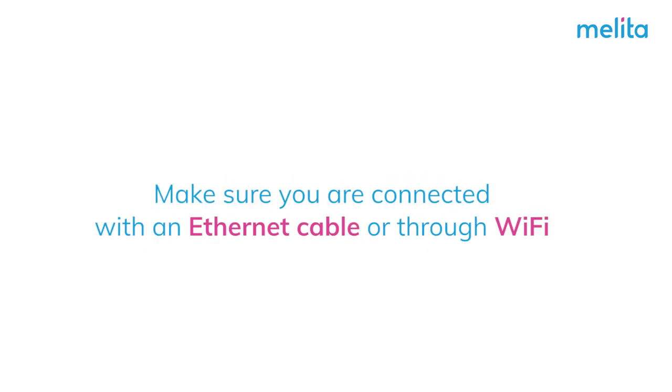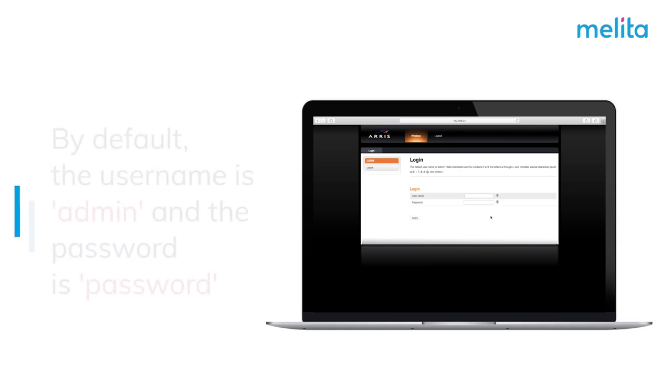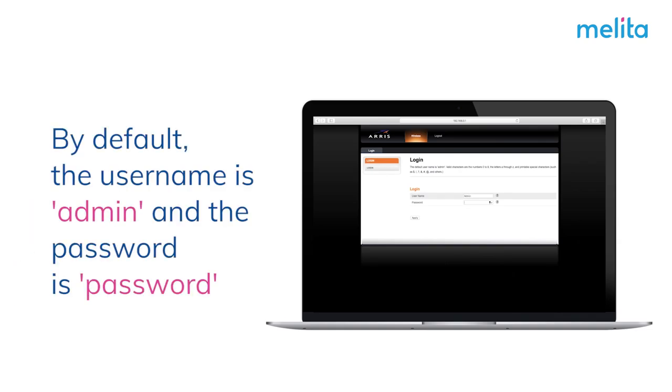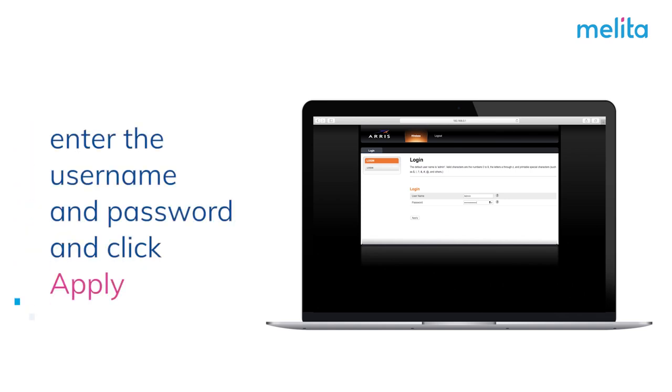Make sure you're connected with an Ethernet cable or through Wi-Fi. In the address bar, enter 192.168.0.1 to load the interface of the modem. By default, the username is admin and the password is password. If the modem login details were changed, enter the username and password and click Apply.